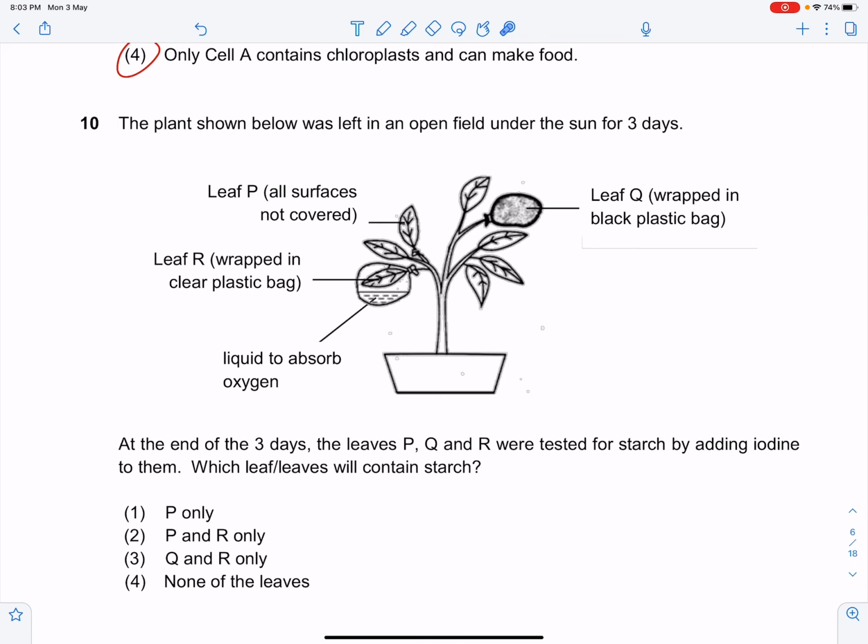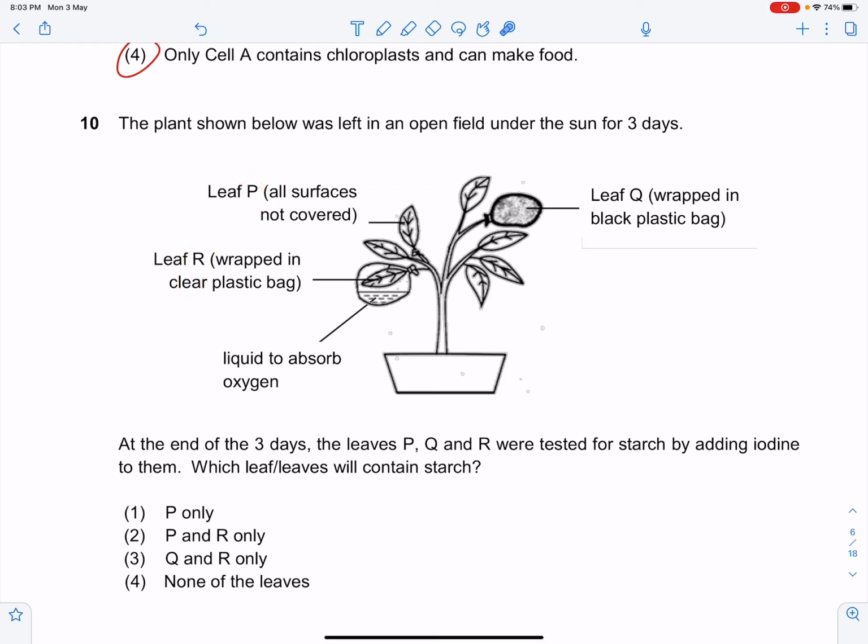It has got to do with at least something to do with photosynthesis wherever you have plant nutrition. So let's jump right in. So they ask which leaves will contain starch, right? So you have leaf P, R, okay, and then you have Q.